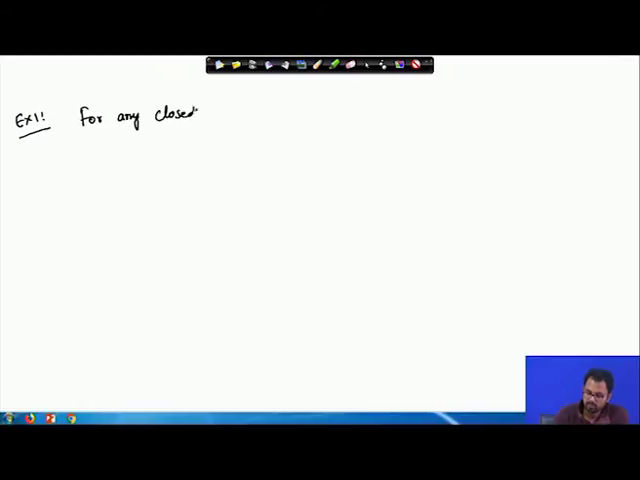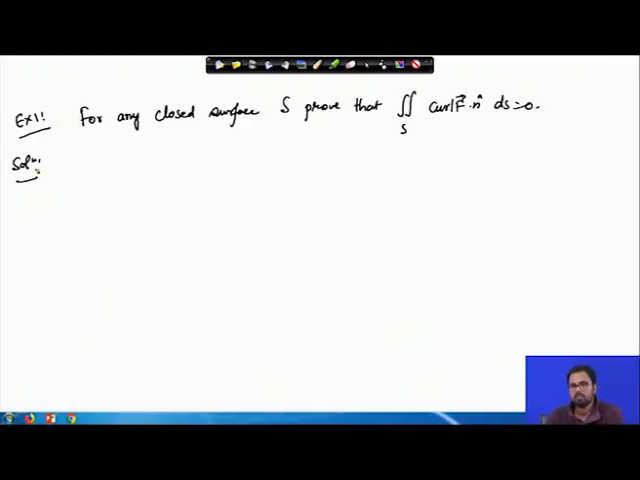For any closed surface S, prove that the surface integral of curl of f dot n dS equals 0. So, this is what we have to prove. Since we have curl of f, that means the function f has continuous partial derivatives and the function itself is continuous. So, we have to prove this.